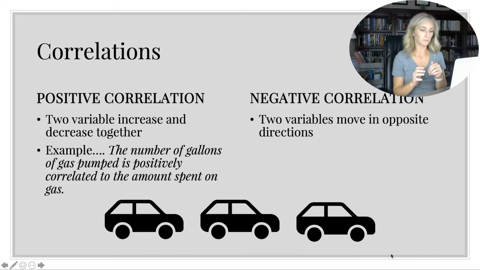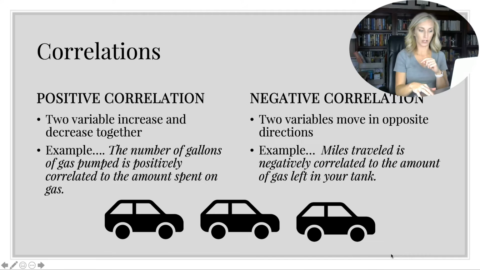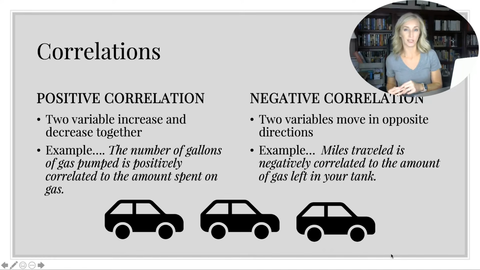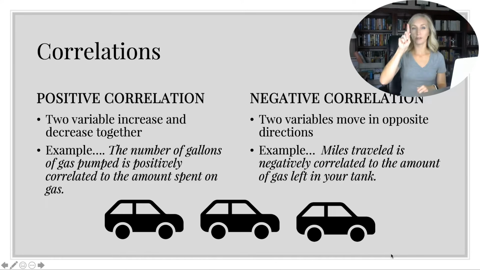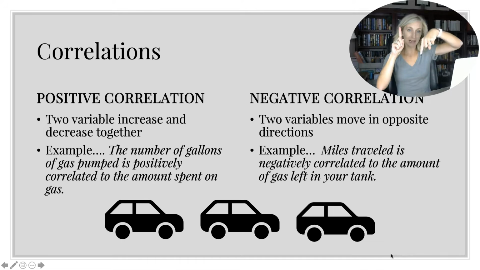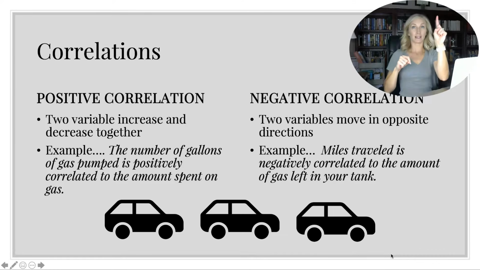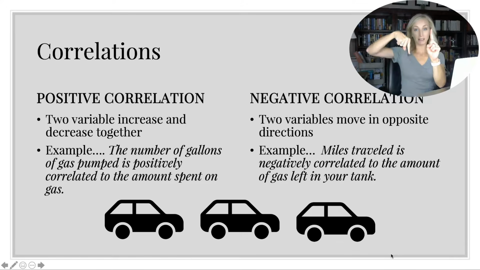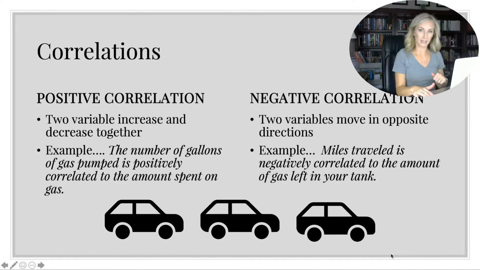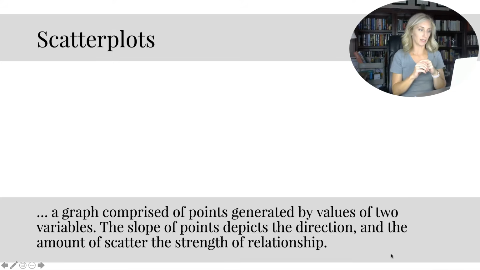It's just helpful. So with negative, two variables move in opposite directions. An example being miles traveled is negatively correlated to the amount of gas left in your tank. So the more miles you travel, the less gas you have in your car. So you could say the more gas you have in your car, the less miles you have traveled on that tank of gas, right? And vice versa. So that's what makes it negative. They go in opposite directions there.